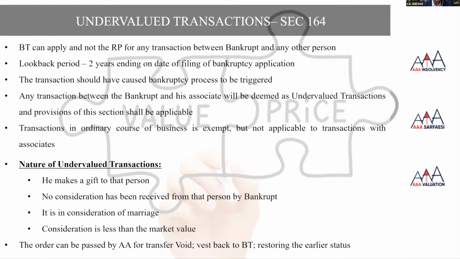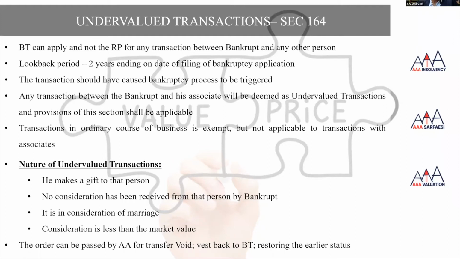But then the bankruptcy trustee will definitely report the transactions as undervalued transactions if they are within the look back period and if the transactions have been entered between the bankrupt and the associate. Transactions in the ordinary course of business are exempt. That's not considered to be undervalued, but this is not applicable to transactions with associates. Now, if I'm in a business of construction, constructing flats, and within 2 years before my bankruptcy starts, I sell most of my flats to associates, that also would not be considered as ordinary course of business. That would also be considered as undervalued transactions.